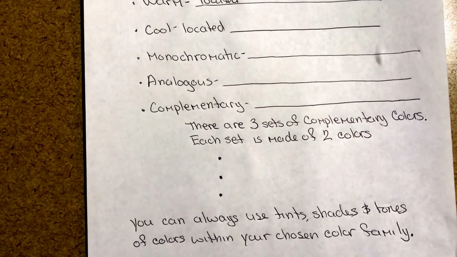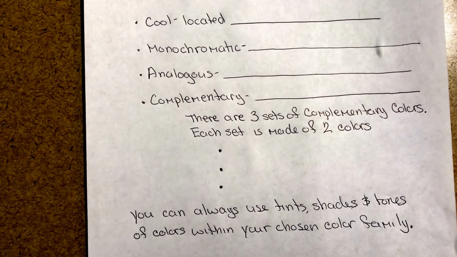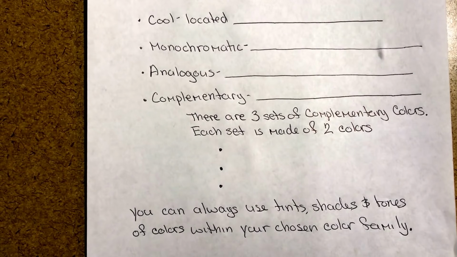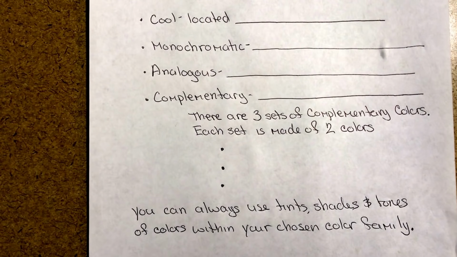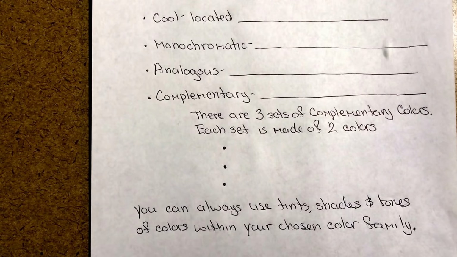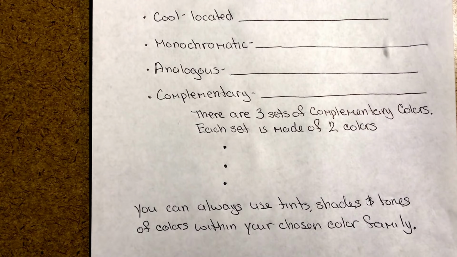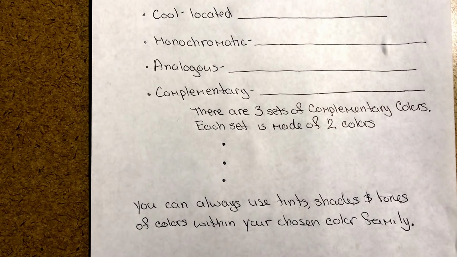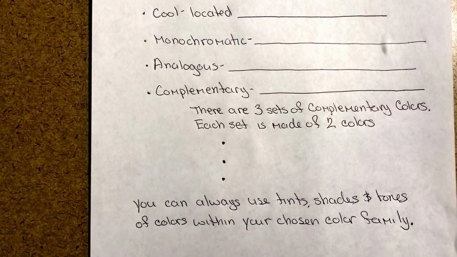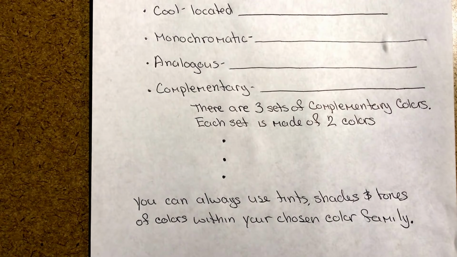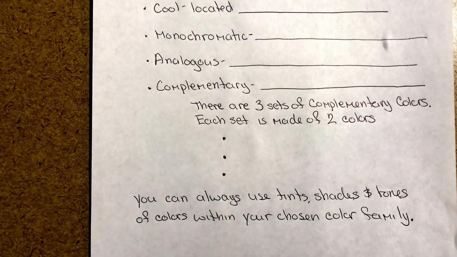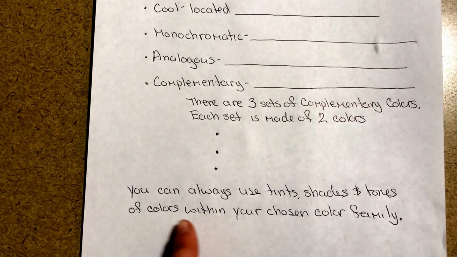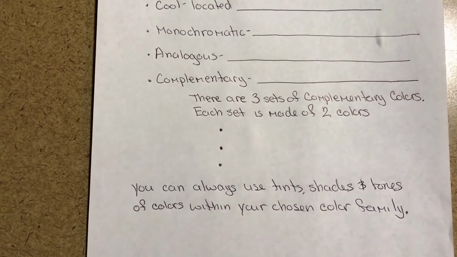You can mix your complementary colors to create brown or gray. Depending on the type of red and blue that you use, you will get either brown or gray. If your blue is a cyan and your red is a magenta, you will end up with gray. If your red is more of a true red and your blue is more of a royal blue, you will get brown. You can always use tints, shades, and tones of colors within your chosen color family.